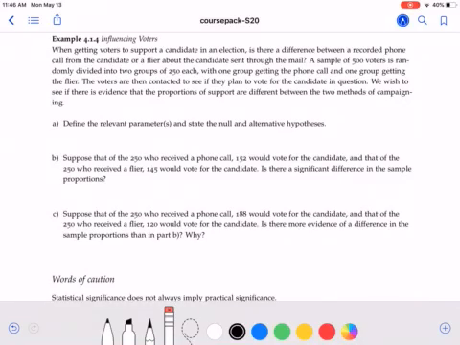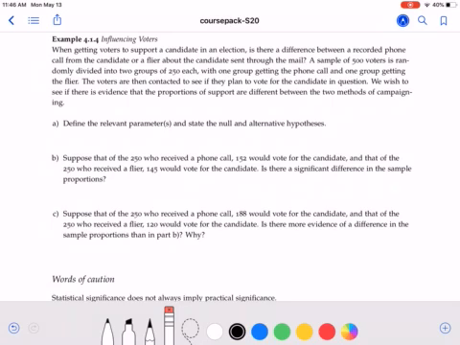When getting voters to support a candidate in an election, is there a difference between a recorded phone call from the candidate or a flyer sent through the mail? We have a sample of 500 voters randomly divided into two groups of 250 each. One group gets the phone call, one group gets the flyer. They're then contacted to see if they're going to vote for that candidate, and we want to know if there's evidence that the proportions of support are different between the two methods. So first we want to define the relevant parameters and state the null and alternative hypotheses.